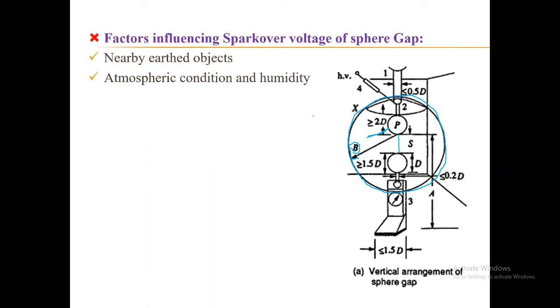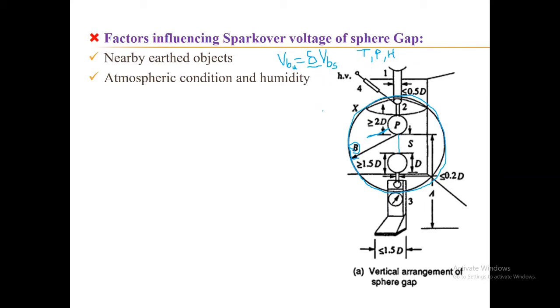The atmospheric conditions and humidity. Okay, atmospheric condition means we are considering the delta value. Let me write the values. VBA represents the breakdown voltage at ambient condition. Okay, ambient condition means that we need to consider this delta, and delta represents the air density correction factor, and the air density correction factor depends upon temperature, pressure and humidity. Okay, on these three factors the delta value depends.